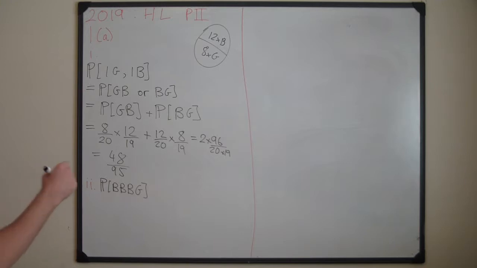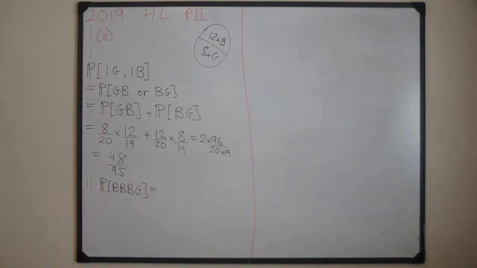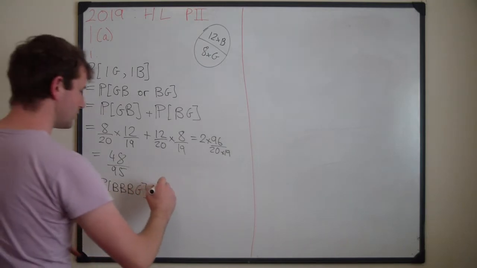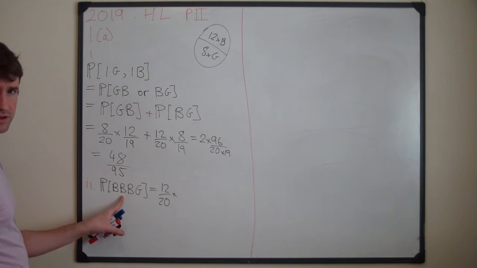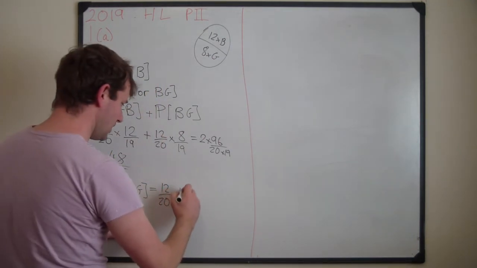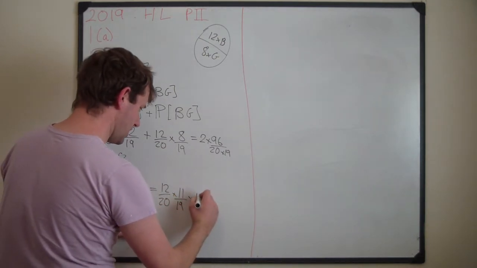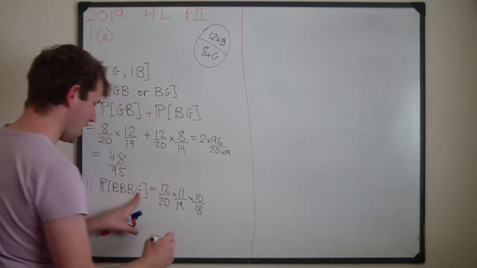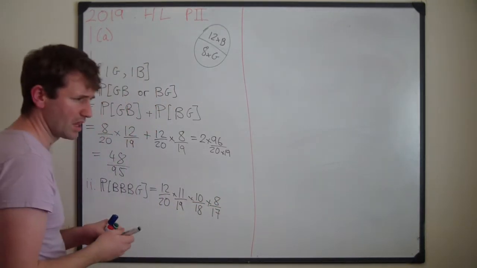Okay, so again, this is called sampling without replacement. Once we get a boy out, there won't be 12 anymore, there'll be 11. So the first is 12 out of 20. Then with one boy missing, no longer 20 pupils, there'll be 19, so it'll be 11 out of 19. And then similar story, 10 out of 18. And then the girl, 8 out of 17.